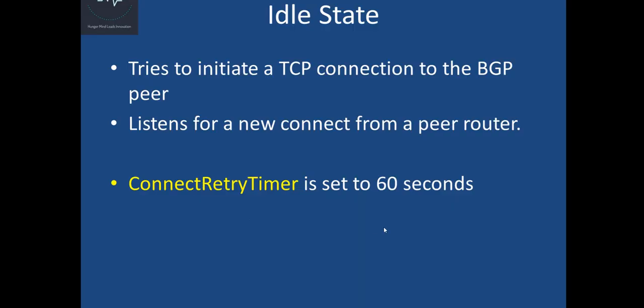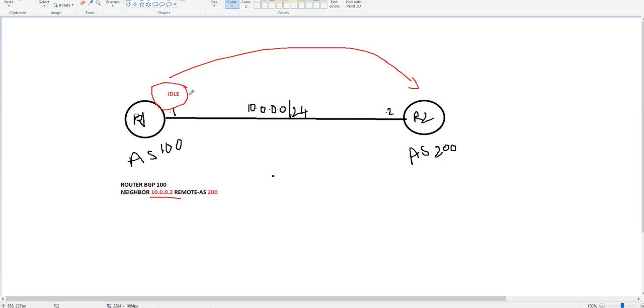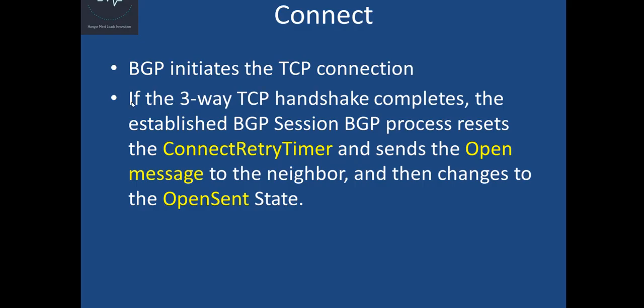So the next state here is connect. That means we have initiated a TCP connection. You can see here, if the three-way TCP handshake is completed, then the TCP session is successful. For some reason, if the TCP handshake fails, then this connect retry timer, which I told you is 60 seconds, will be reset, so that it goes back to the idle state.